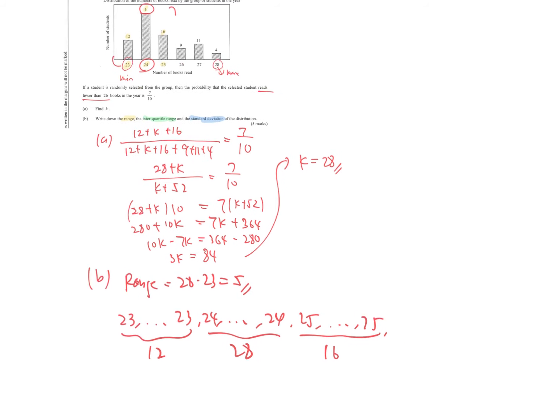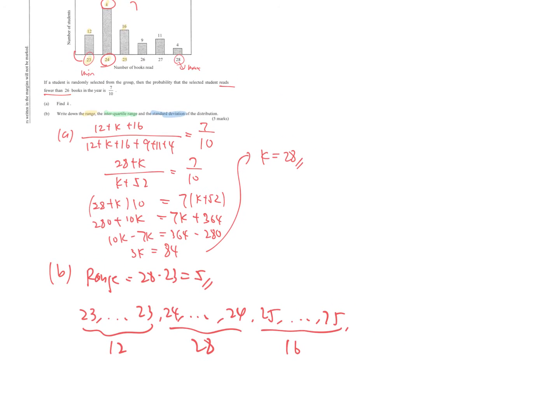And then 26, there are 9. And then so on, 27, there are 11, and then 28, there are 4. Alright, so the total should be 80 in total, right?